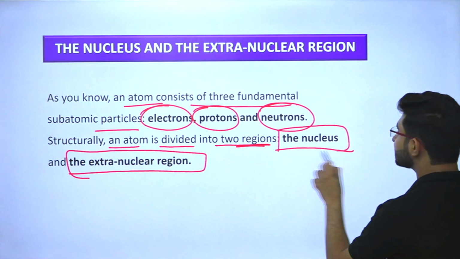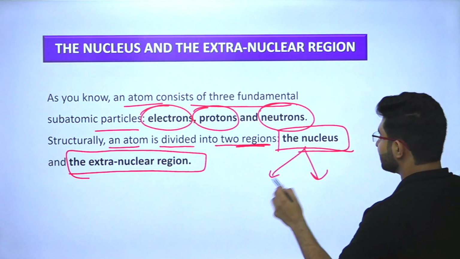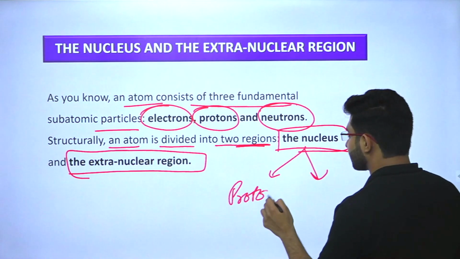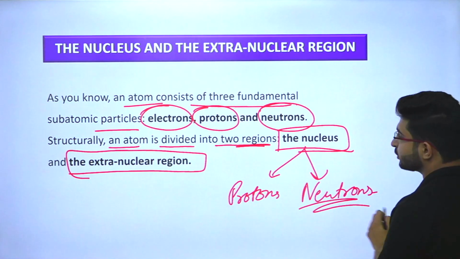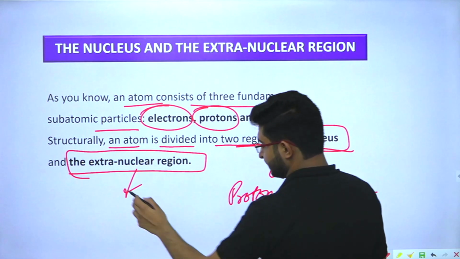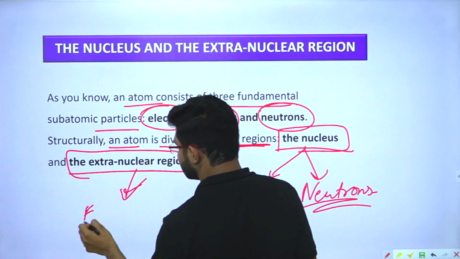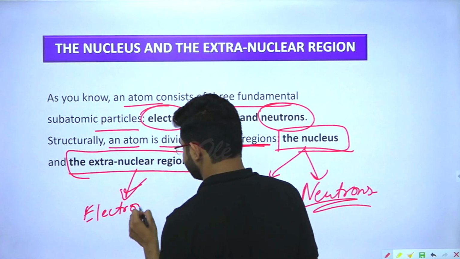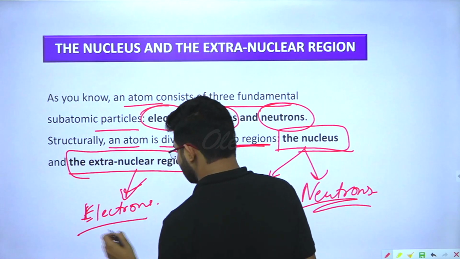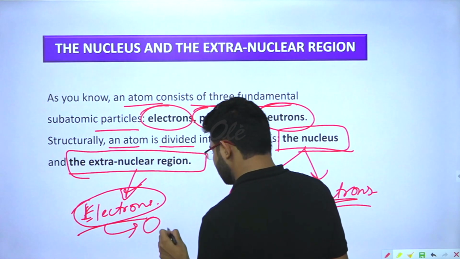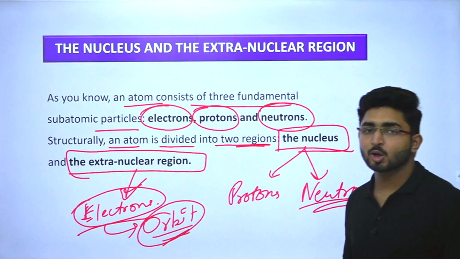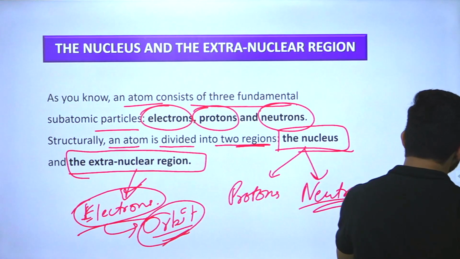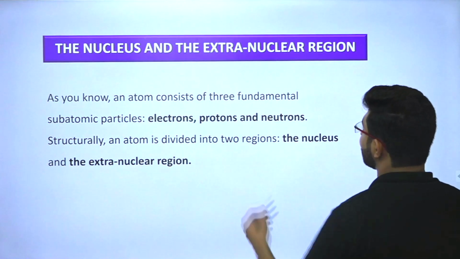The nucleus consists of nucleons, in which there are protons and neutrons. And when we talk about the extranuclear region, it has electrons. They are revolving around on a fixed path, which is known as orbit or shell. So moving further, we are firstly going to consider the first part, that is the nucleus.